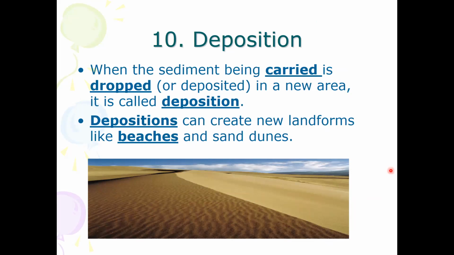All right, well, if that stuff is going to be moved, eventually it gets dropped somewhere, right? Eventually it stops moving and it settles out somewhere. That is deposition. So the reason we say erosion and deposition in the same breath a lot of the time is because as that material gets moved through erosion from one place to another, it's eventually deposited or dropped in its new area, its new position, okay? Depositions can obviously create new landforms like beaches and sand dunes.